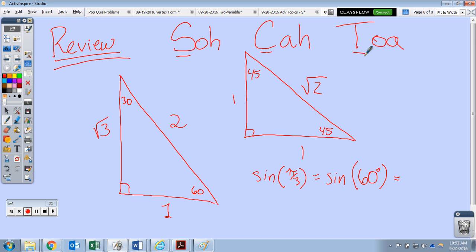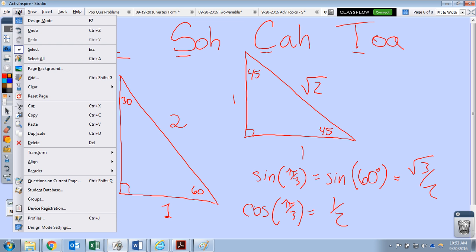Right. So the sine is opposite over hypotenuse. So the sine of 60, opposite over hypotenuse, would be square root of 3 over 2. And then of course the cosine of pi over 3 would be equal to the adjacent over the hypotenuse, so 1/2. Yeah, we definitely need to know this.